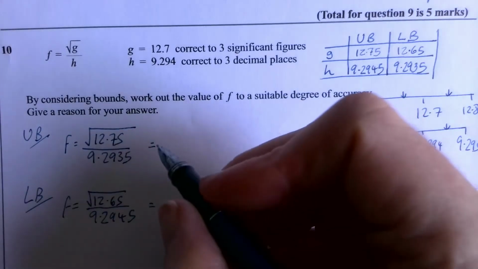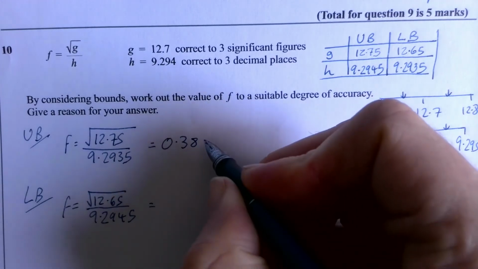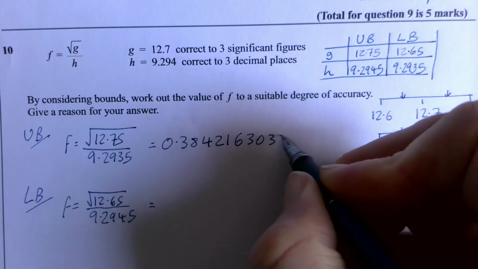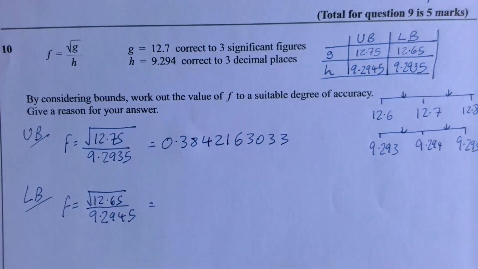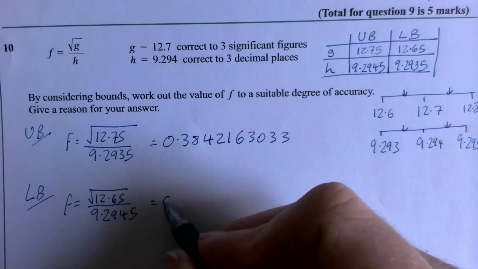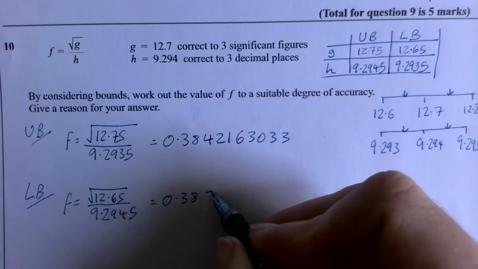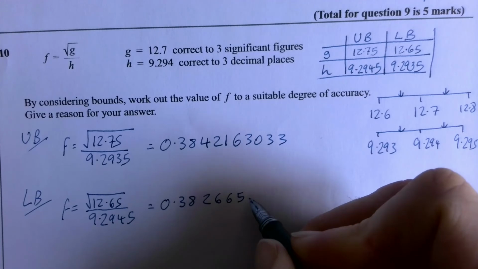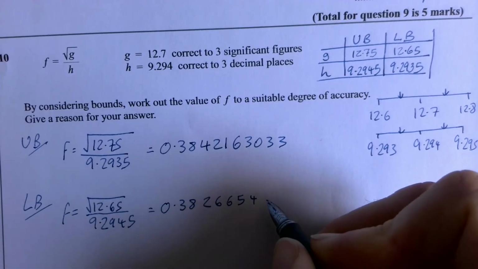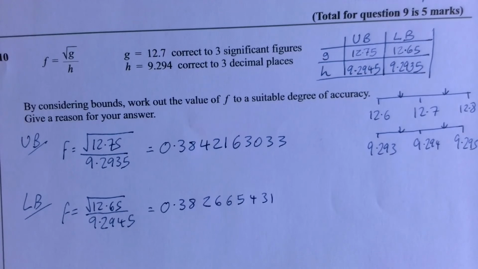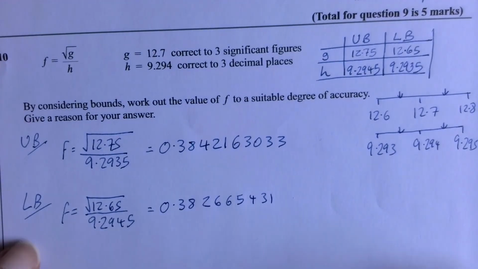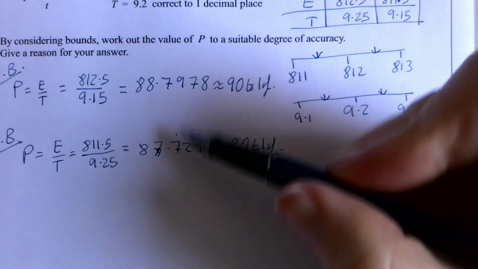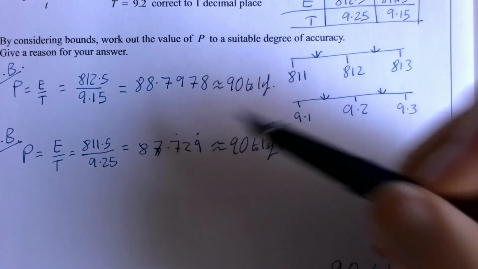For the upper bound, that should give you 0.3842163033, are all the digits I've got there. And for the lower bound, 0.38265431. I've just realised the way I explained it before was kind of wrong, because the point is, the 90 is the most accurate where they are the same. I said it exactly the wrong way around. I'm really sorry about that, folks.